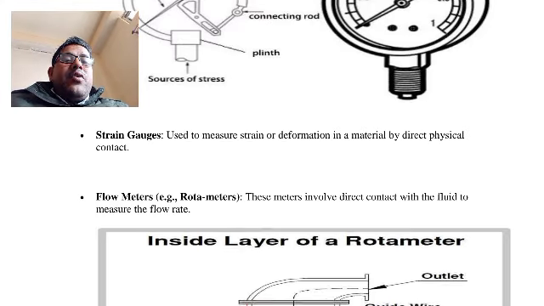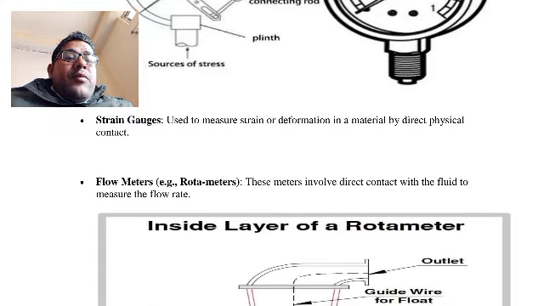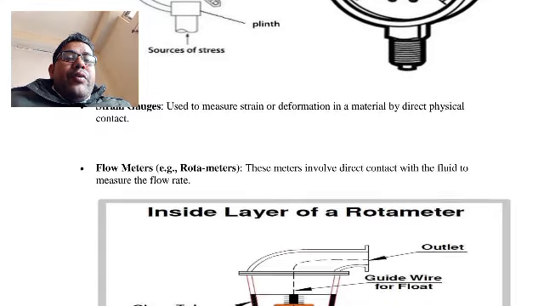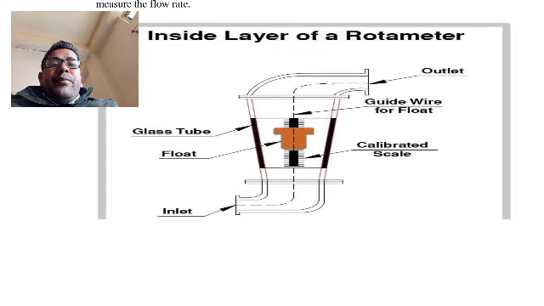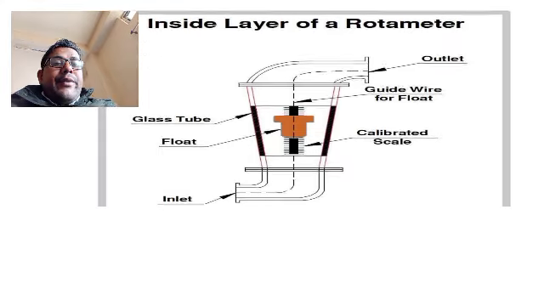Flow meters, like the rotameter in different processes, are instruments that involve direct contact with the fluid, because the fluid flows through here.